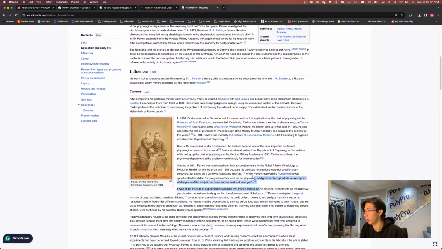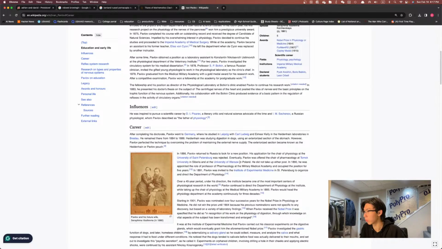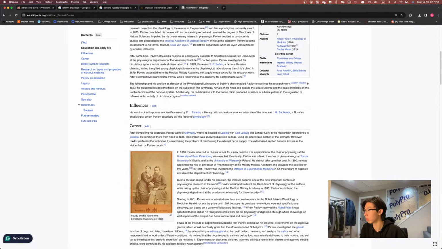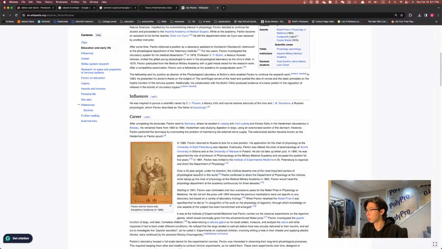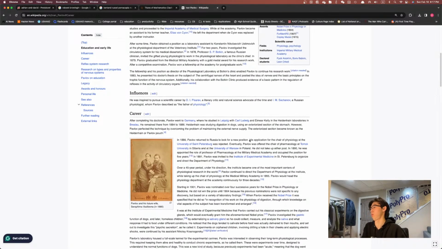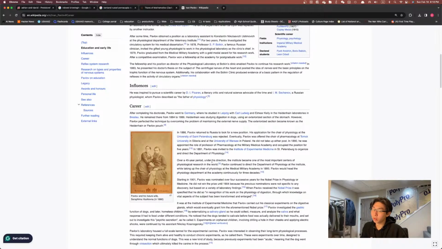Okay, he won a Nobel Prize in 1904. Institute of Experimental Medicine, St. Petersburg. Physiology. So Pavlov is one of the more prominent figures and one of the founders of physiology, and he's Russian. He contributed to the field and eventually won a Nobel Prize in 1904.